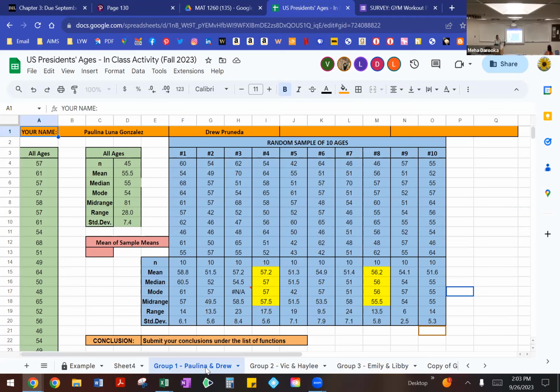So that actually tells you your data is pretty close together. Now remember, your range will tell you how spread out your data is. So you can see, again, the idea is the smaller the range is going to be, the closer your numbers are going to be. So look at this, I think this is Paulina and Drew's numbers I'm looking at.